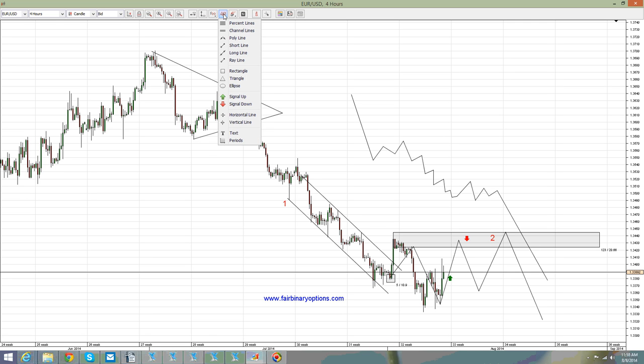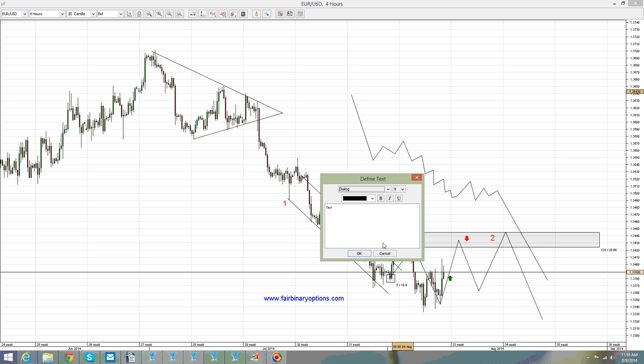So let's write here on the screen. Buying call options with end of day expiration date right here, and also looking to buy put options with end of day expiration date by the time price goes, let's say, 1.3425, 30 area.